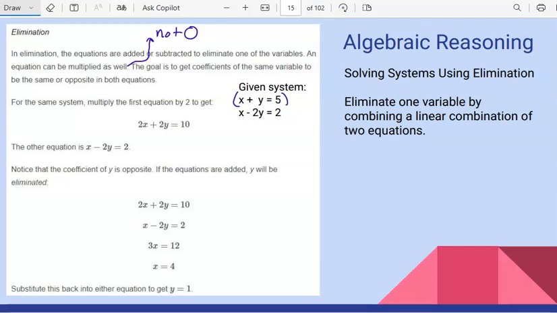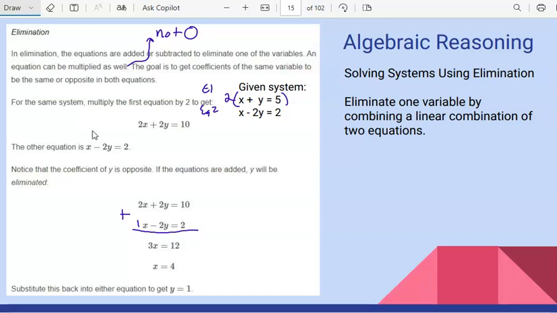So here's equation 1, equation 2. We're going to multiply it by 2. 2 times x is 2x, 2 times y is 2y, and 2 times 5 is 10. When you multiply the equation by 2, you multiply everything on both sides of the equation by that number. And then we just rewrite the other equation. Notice that the coefficient of y is opposite. If the equations are added, y will be eliminated.